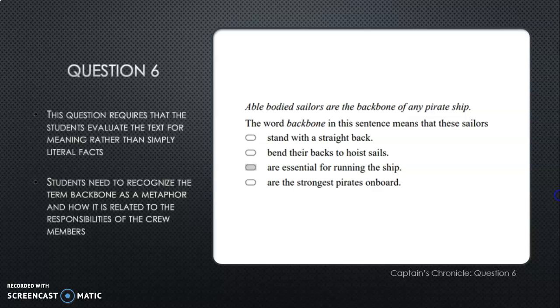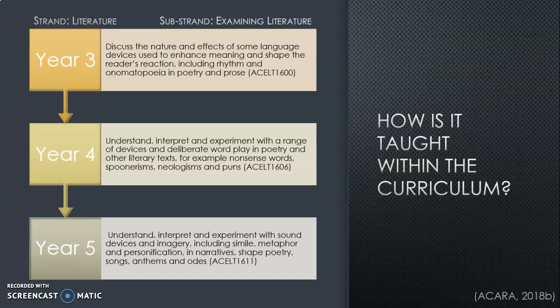Okay, let's have a look at question 6 next. With this question, we require students to evaluate the text for meaning. We don't want them to focus on literal facts. We don't want them to say they are literal backbones. We want them to recognize that as a metaphor, and we want them to relate it back to what the text describes as the responsibilities in order to get the appropriate answer. Again, let's have a look at how that's associated to the curriculum. We've got our strand of literature and our substrand of examining literature. You can see here how every year, like the last one we looked at, our understanding is getting deeper and deeper as we move along within the curriculum.